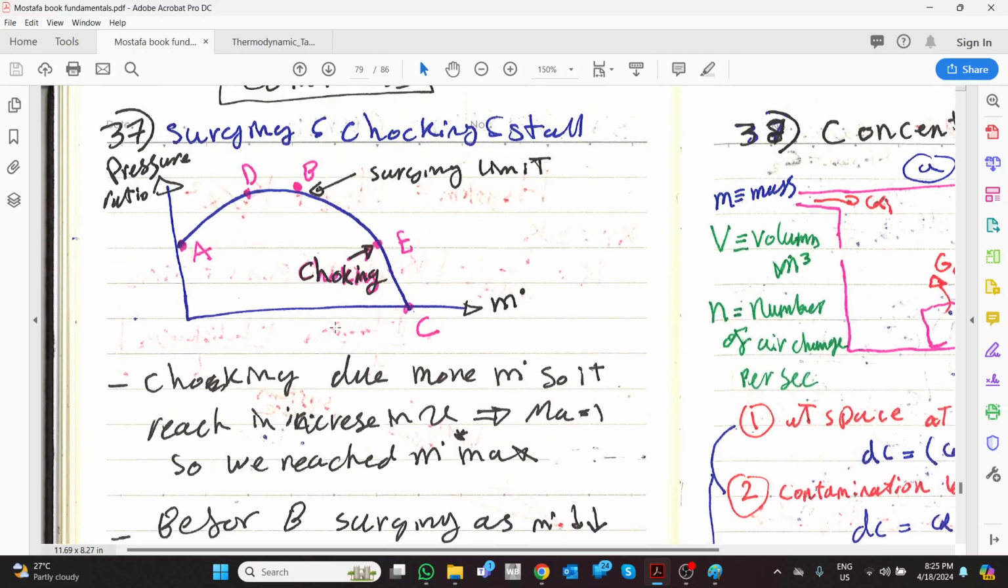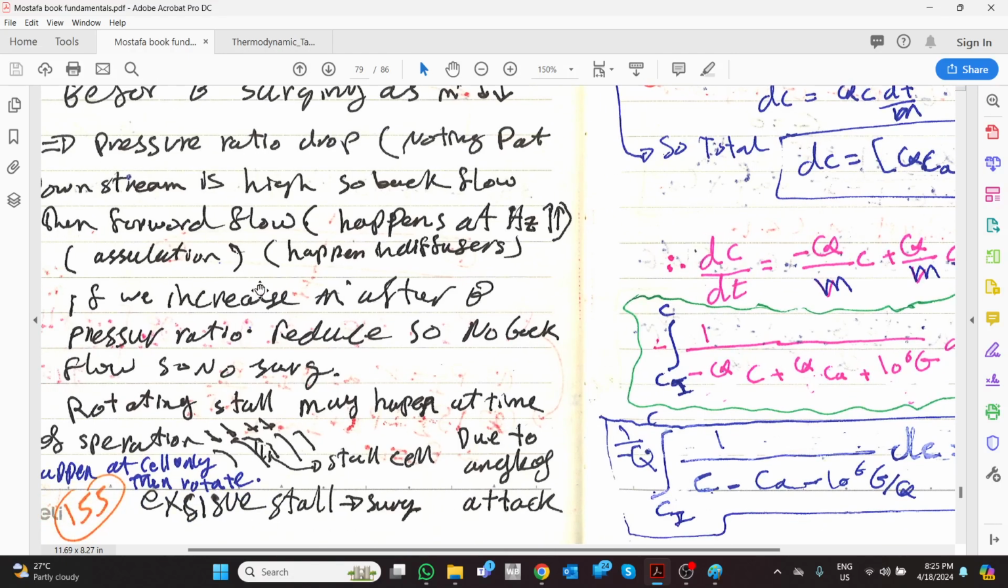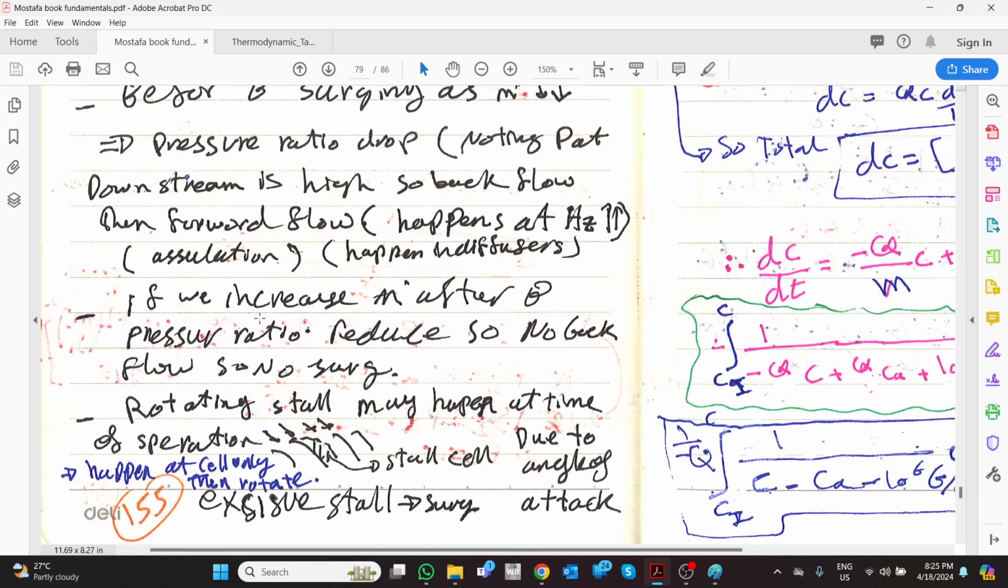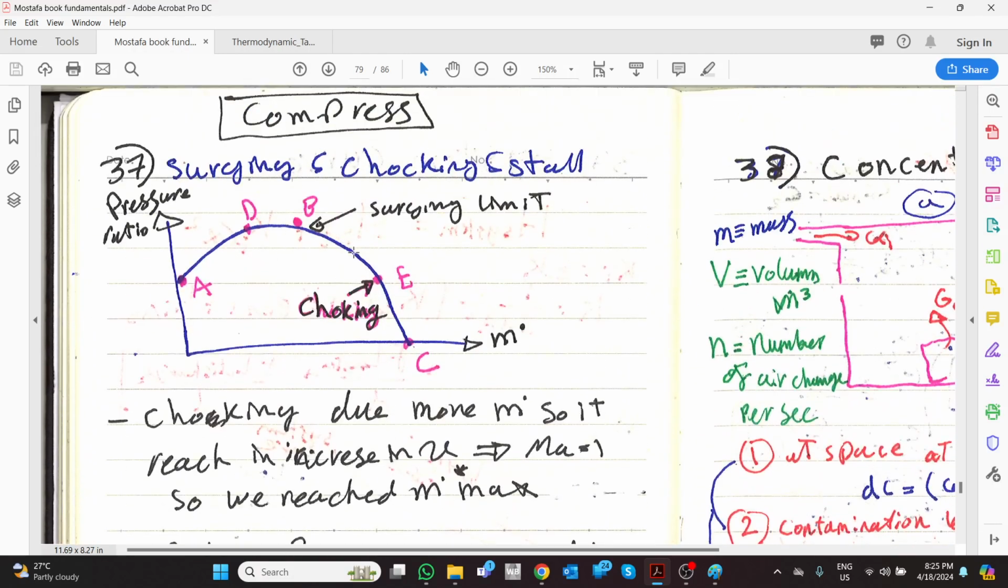So the surge is the isolation of the in and out. Again, we are here, then part load will start to be here. What will happen? But in the opposite case, if we increase after B, pressure reduces, so it will be safe.